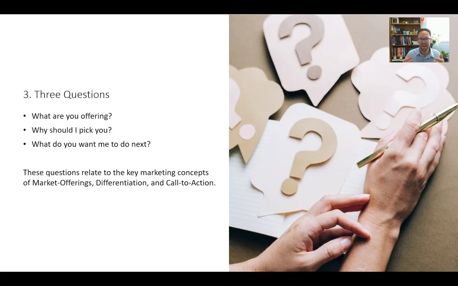And if you think carefully, these concepts directly relate back to the key marketing concepts of market offerings. So what are you offering? Is your market offering. And why should I pick you is differentiation, part of our positioning, right? So how do our customers view us relative to competitors in the market? What makes it different? And then what do you want me to do? Call to action, or sometimes I call it CTA. So the call to action, what do I do next?